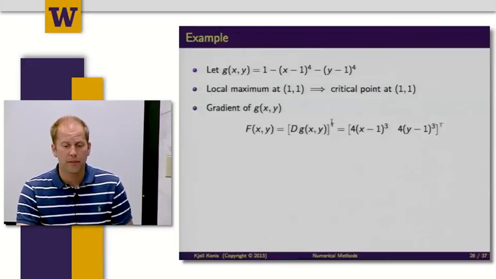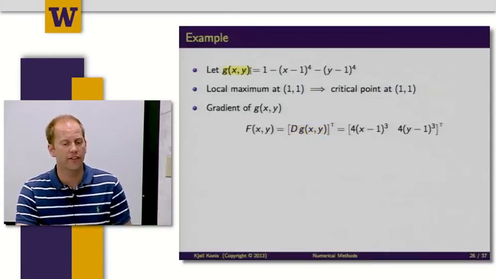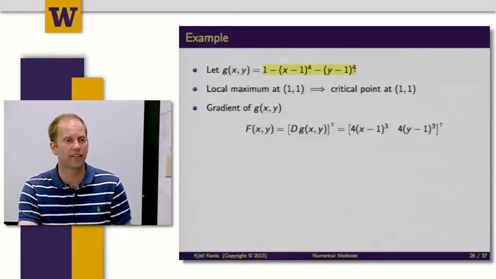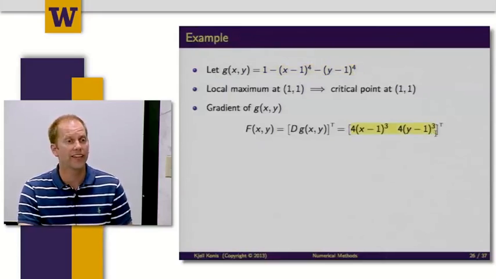So I can compute the gradient of this. This is the gradient of the function that I'm trying to find the critical point of. It's a function of two variables, but it's a scalar valued function. When I evaluate this, I just get a single number. But when I want to find a critical point, what I want to find is a point where the gradient is equal to 0. So now the gradient is my function of two variables.